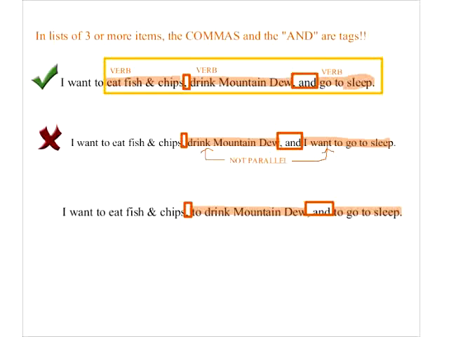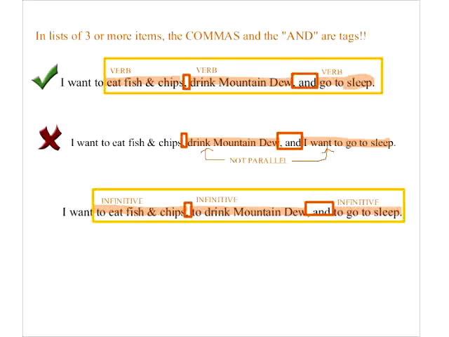Okay, so you guys are indicating this. The part on the left that's parallel is to eat fish and chips. And again, if you like naming stuff, this is an infinitive. This is also an infinitive. And so is this. So your parallel construction this time is this entire thing. And this is considered correct.